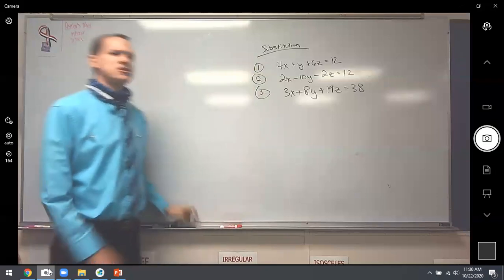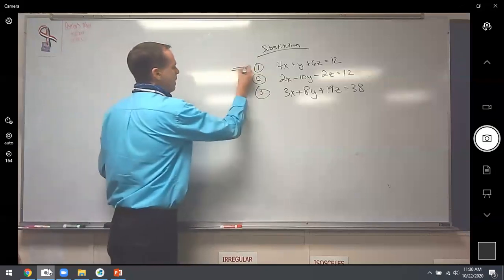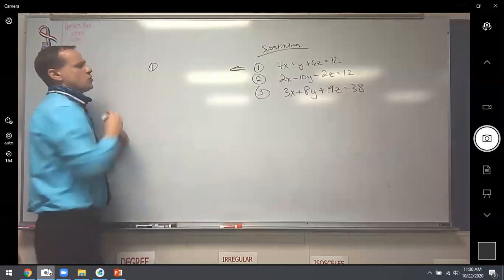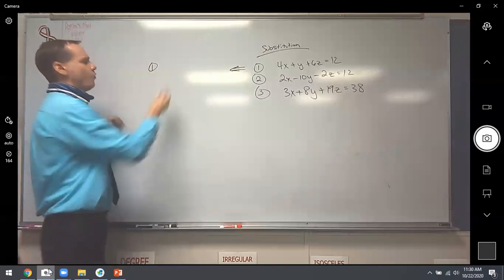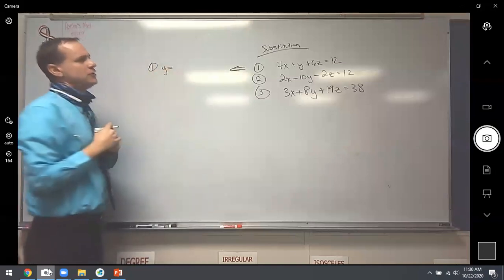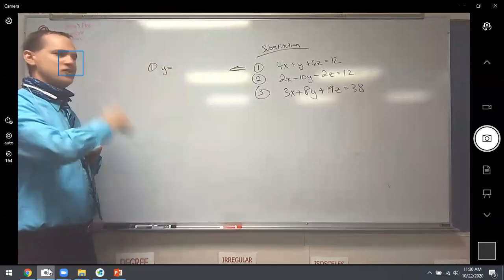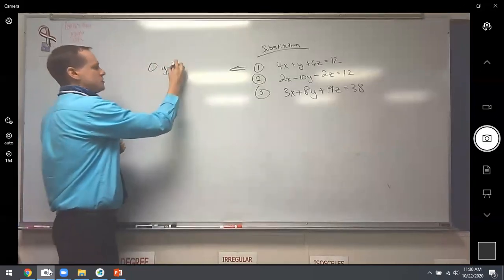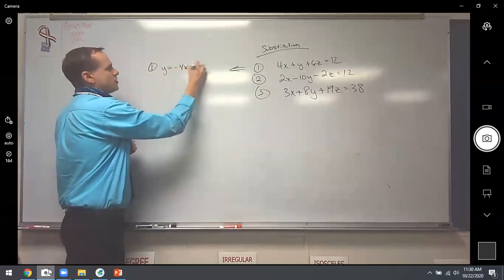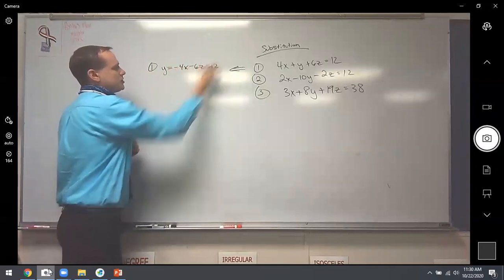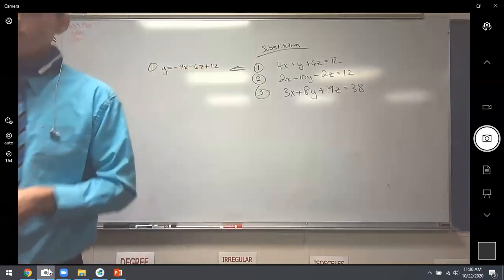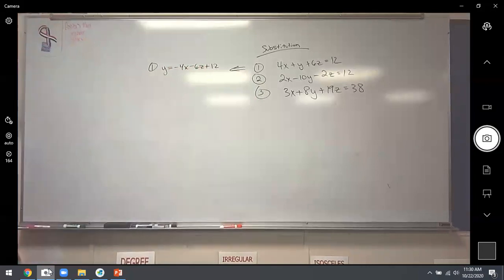Substitution is the same thing. We're going to get one thing by itself. So in equation 1, we're going to get y by itself. y is, and you'd move the 4x over and the 6z over. That would make them negative, correct? Negative 4x minus 6z plus 12. Why do you get something by itself with substitution? So you can substitute it into the other ones.